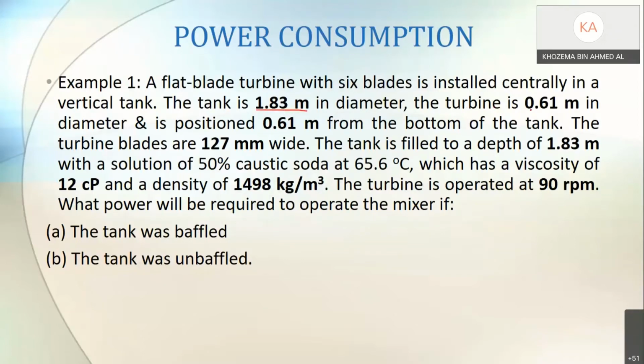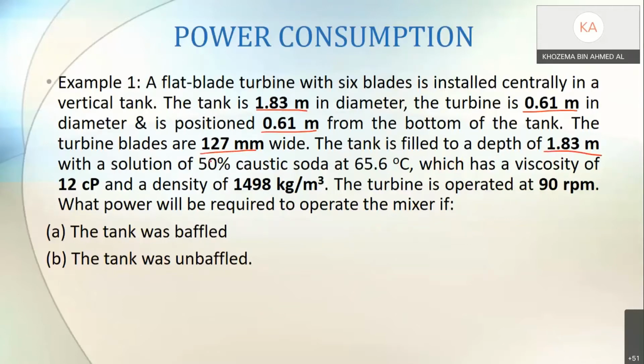The turbine is 0.61 meter. This is your DA, right? And its position is 0.61 meter from the bottom of the tank, right? So this is the value of E. The turbine blade has a width of 127 mm. So this is the value of W. The tank is filled to a depth of 1.83. So this is the value of H.